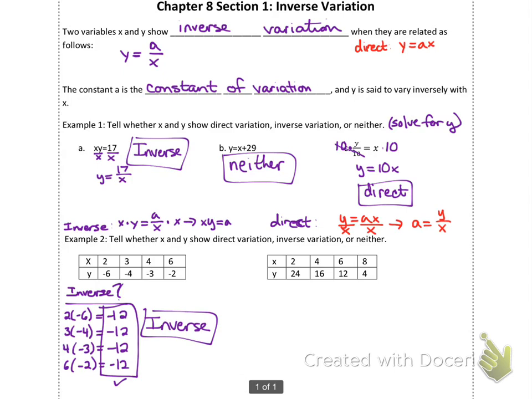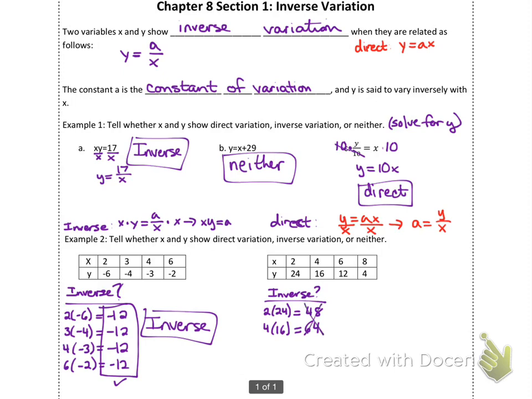Now I'm going to do the same thing over here. We're going to try inverse. We have x times y, so 2 times 24 is 48. Then we have 4 times 16, which is actually 64. Because 48 does not equal 64, that gives us not a constant of variation. It's not constant, which means that is not inverse variation.